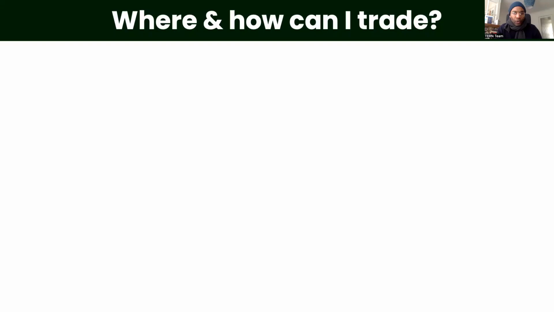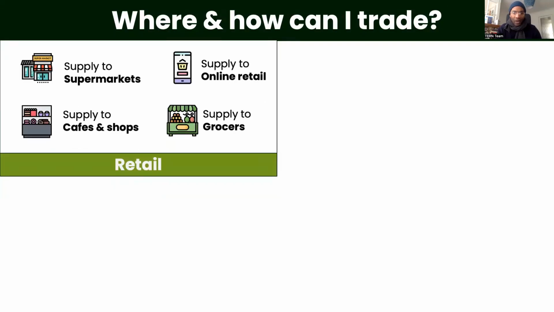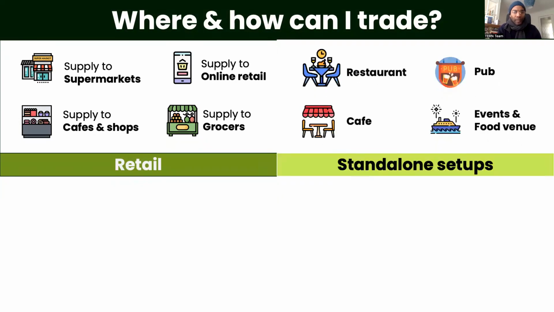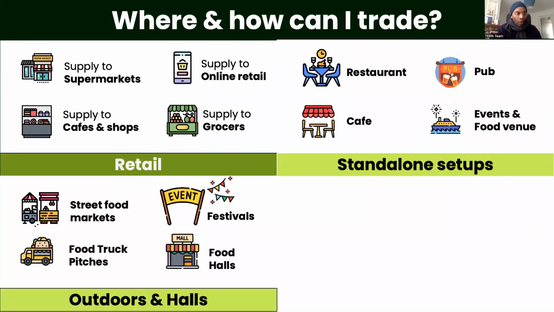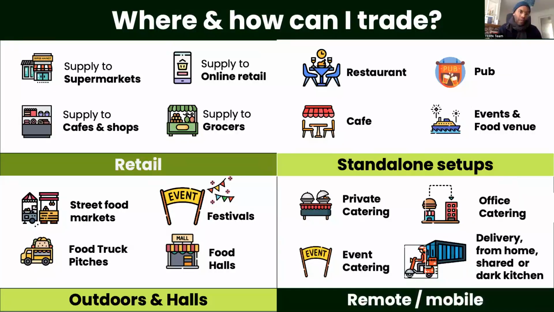So, do your research by sector and try to understand what works for you. It could be retail, as we discussed. It could be a standalone setup like a cafe or food venue, or an outdoor hall, which is quite trendy at the moment, but maybe a little bit hard in terms of logistics. Or it could be remote and mobile, like catering online or in the office, and then doing delivery from home.